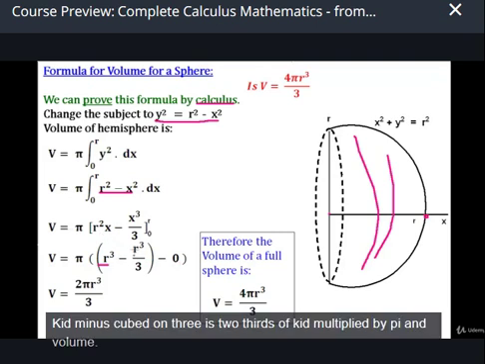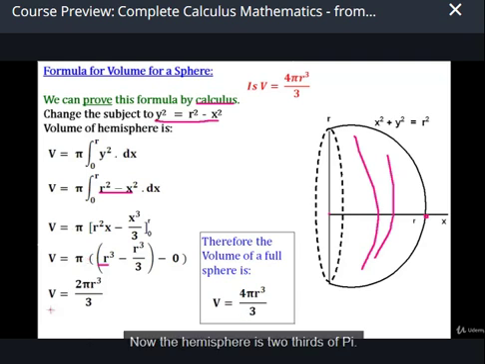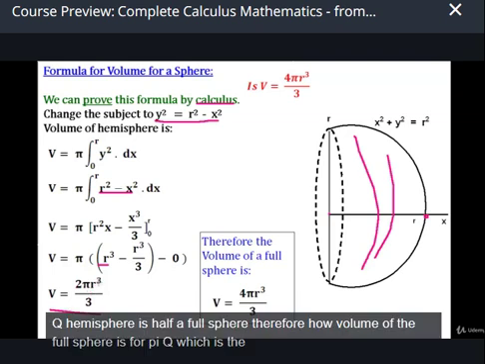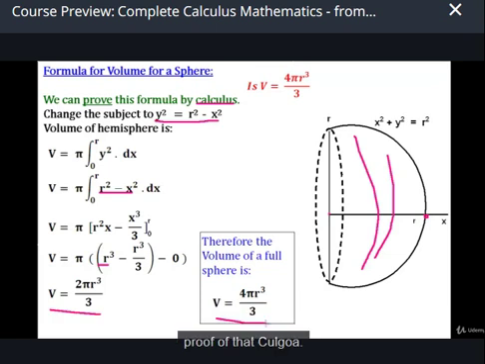R cubed minus r cubed on 3 is 2/3 of r cubed. Multiplied by pi, our volume now of the hemisphere is 2/3 of pi r cubed. A hemisphere is half a full sphere, therefore our volume of the full sphere is 4/3 pi r cubed, which is the proof of that formula.